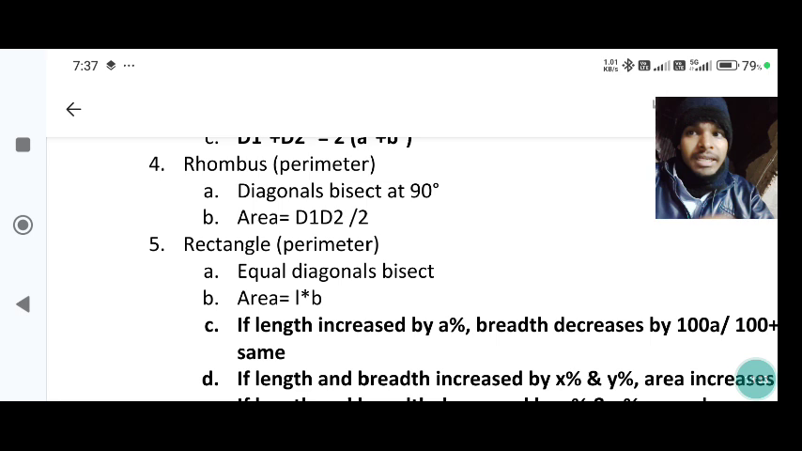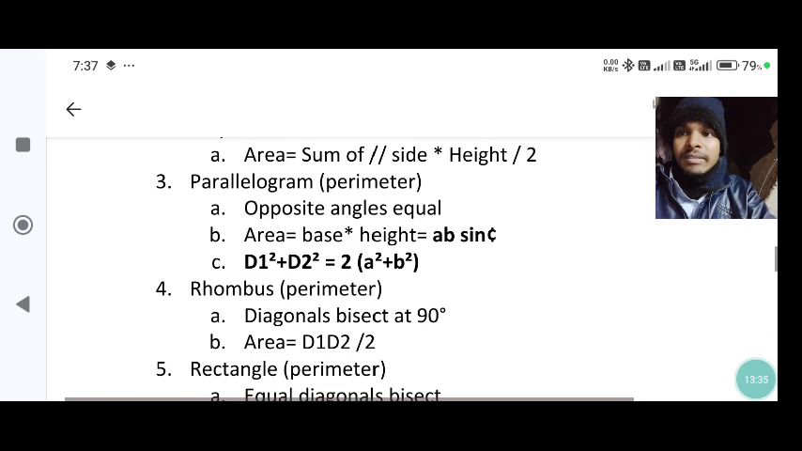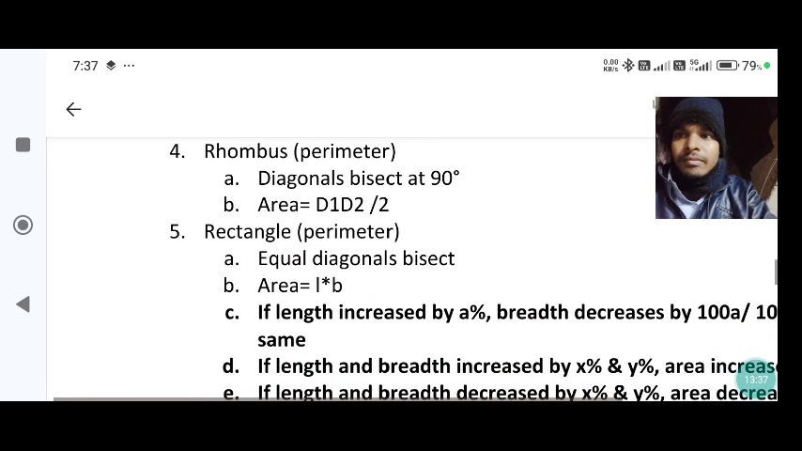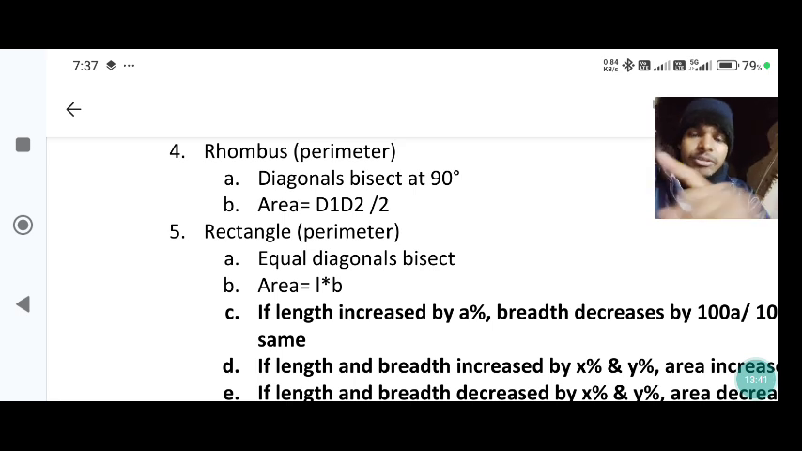Diagonals bisect as well as are at 90 degrees. And the area of a rhombus will be equal to d1 into d2 by 2, because d1 and the sum of the perpendicular on it is equal to the other diagonal. So that's why it is d1 into d2 by 2.